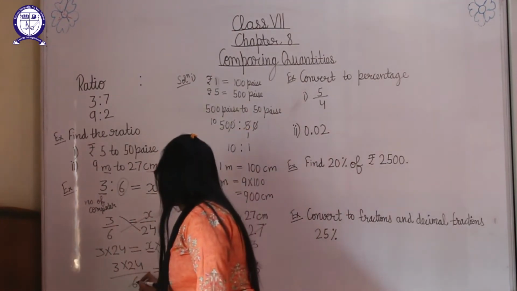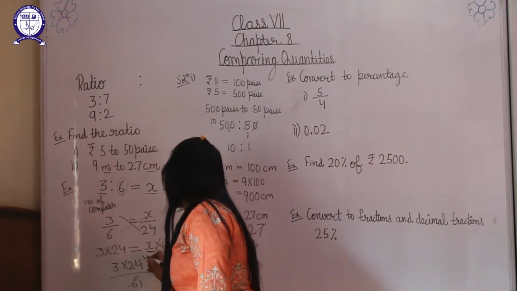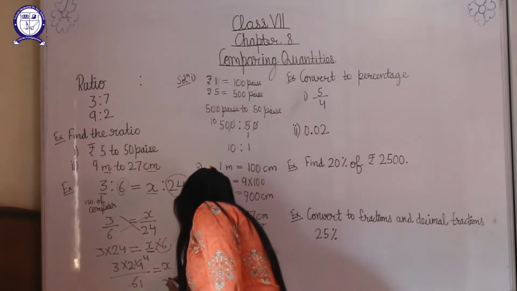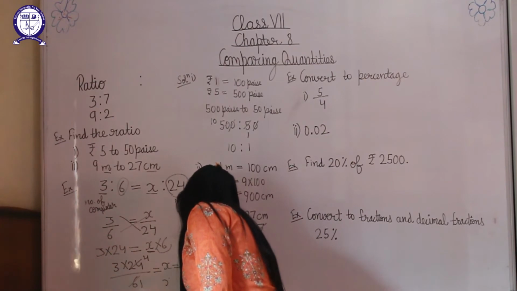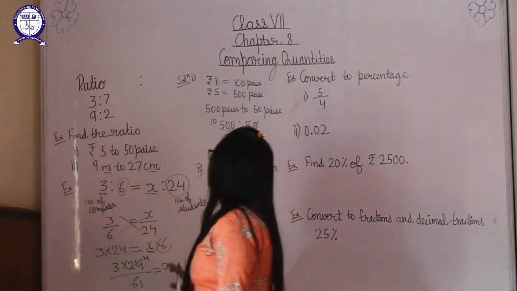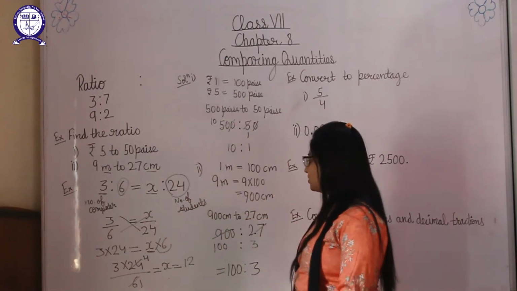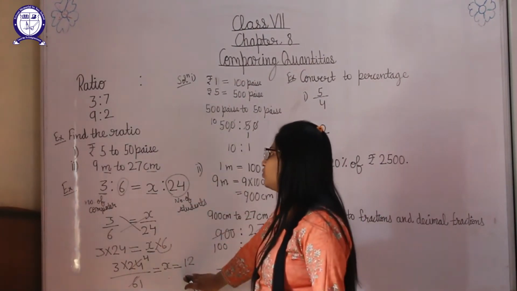Now 6 1s is 6 and 6 4s is 24. Now 4 3s is 12. It means we are getting the value of x is equal to 12. Okay, so the number of computers needed for 24 students is 12 computers. We can write this in our notebook, right?